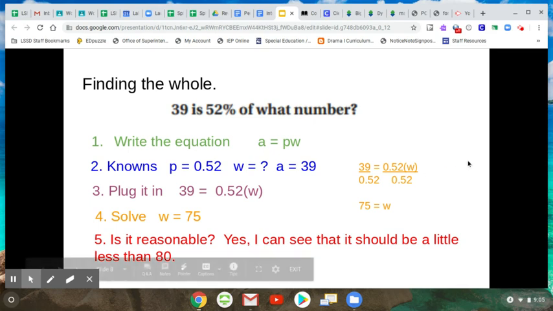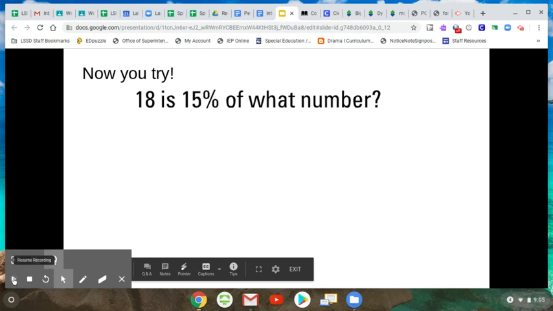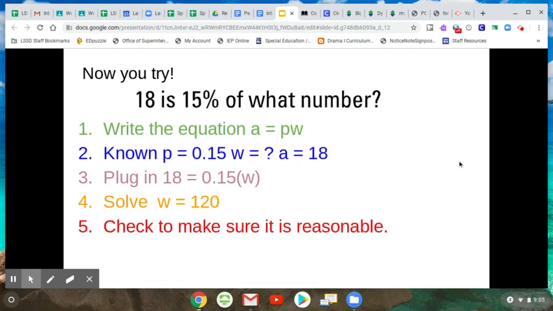So let's go ahead and try one of these on your own. Pause the video here and try it on your own. And here is the work. Go ahead and pause the video again and check your work to make sure it's all there.